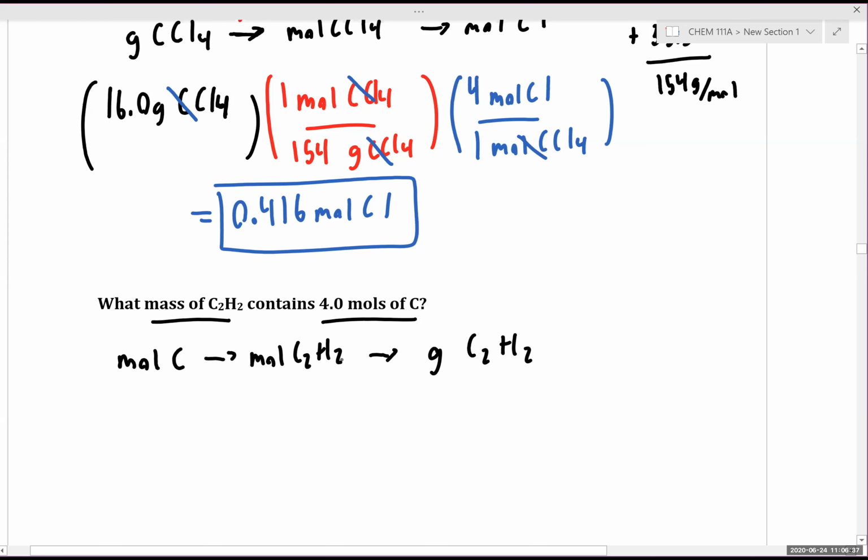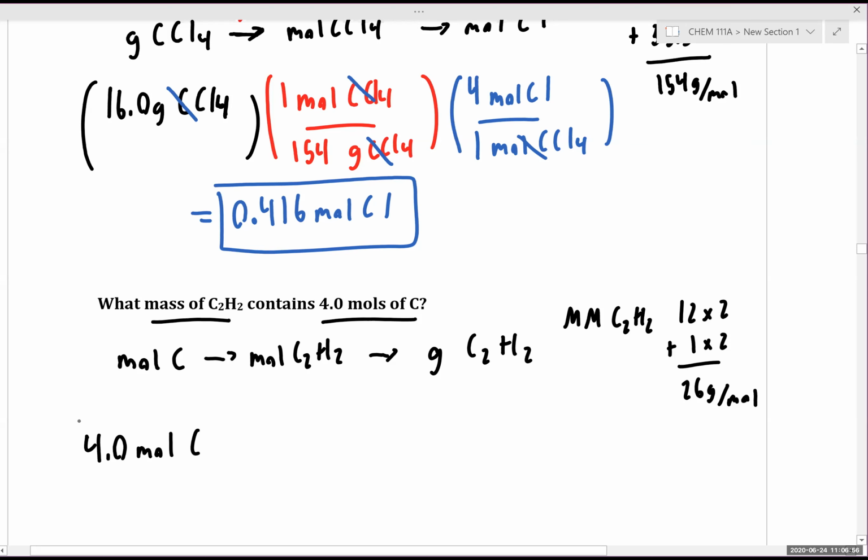So now that we have that scheme worked out, just as a sidebar, we're going to calculate the molar mass of C2H2. So we have 12 times 2 plus 1 times 2. That gives us 26 grams per mole. So plugging in our moles of carbon is 4.0 moles of carbon.